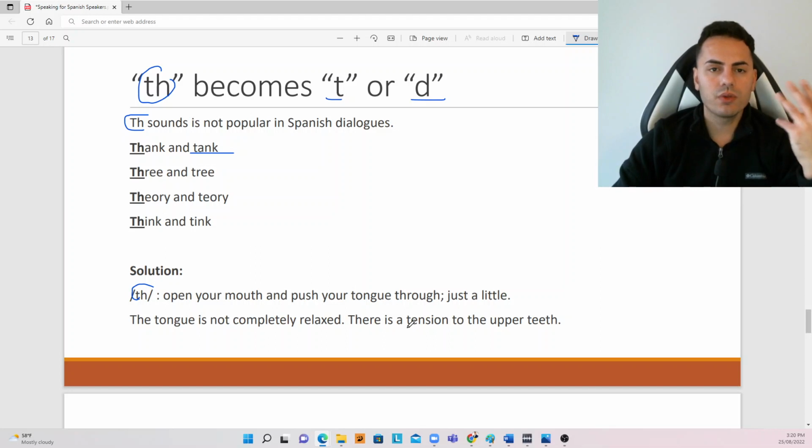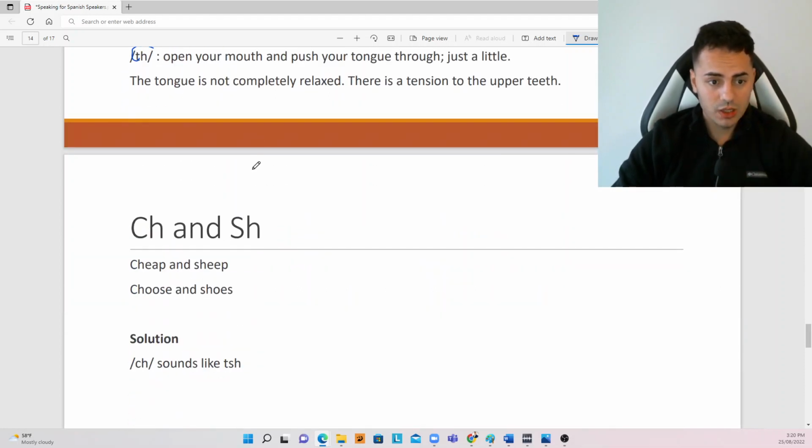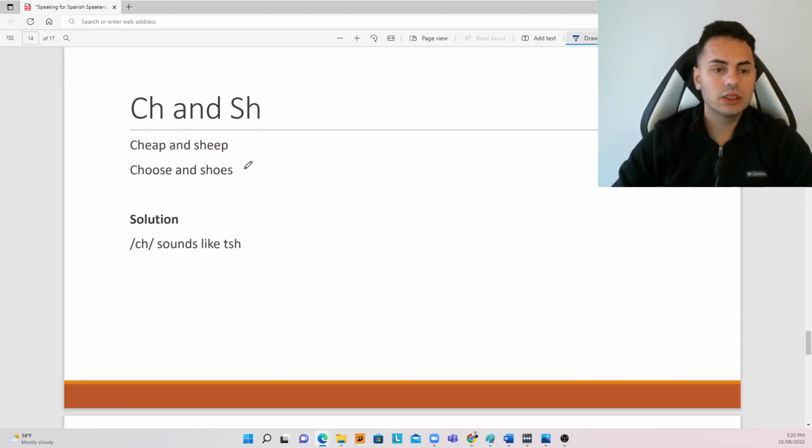And start blowing the air out to produce the sound. Make sure you use the tongue and the teeth when you are producing this sound. You can start doing this sound individually. Thank, three, and so on. It could take 3 to 4 weeks to fix it, but rest assured it will be fixed if you're practicing consistently.